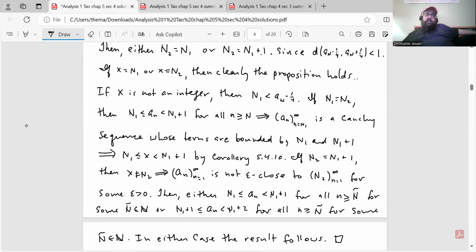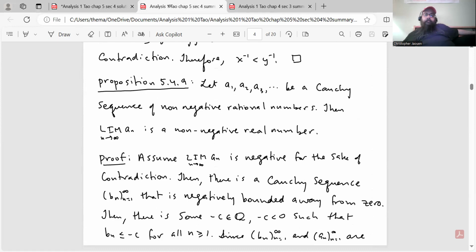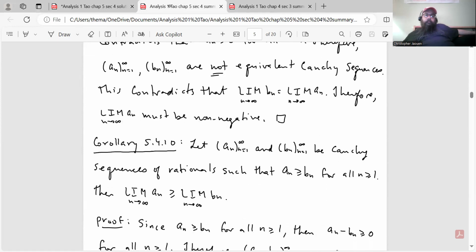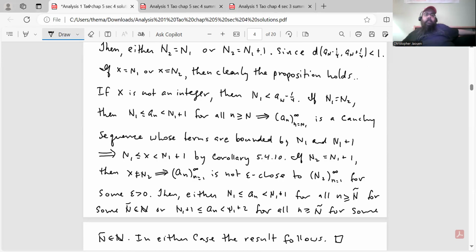That one I can show you, because I have section 5.4 up here. This is corollary 5.4.10. Let (a_n) and (b_n) be Cauchy sequences of rationals such that a_n ≥ b_n for all n ≥ 1. Then the limit of a_n is greater than or equal to the limit of b_n. All right, so that's what I'm using here.